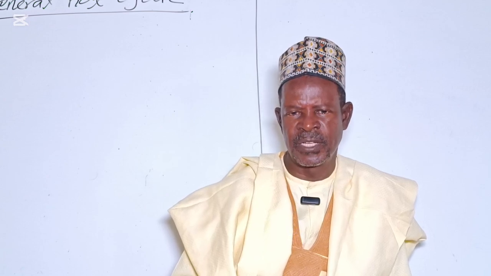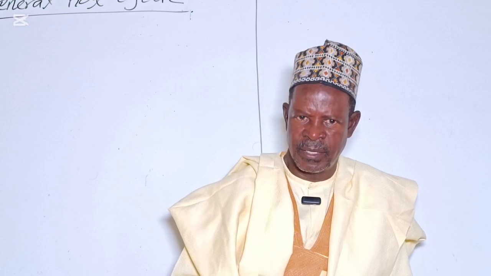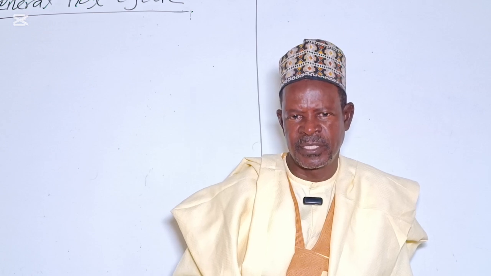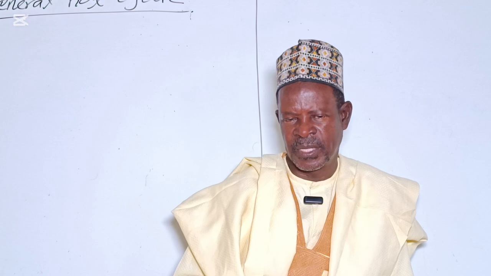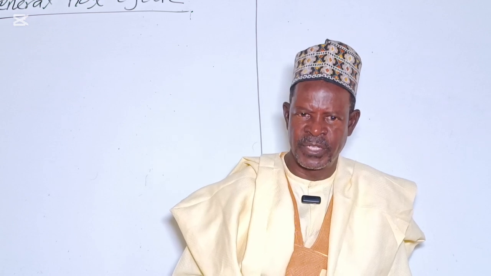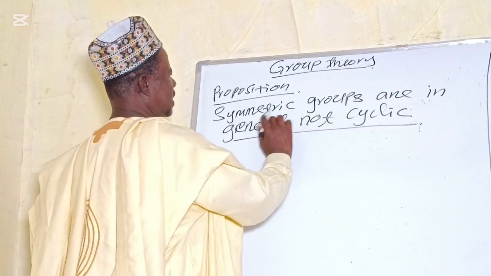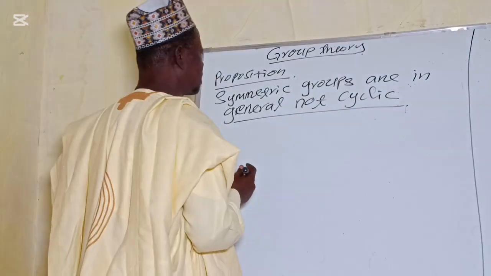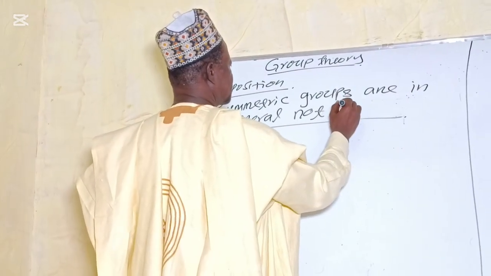I want to urge you to stay with us as we prove in a proposition that symmetric groups are in general not commutative. Although we had some exceptions, like the Klein-4 group, in general symmetric groups are not commutative. I will come with an illustration. So we are going to supply the proof of this proposition that says symmetric groups are in general not commutative.